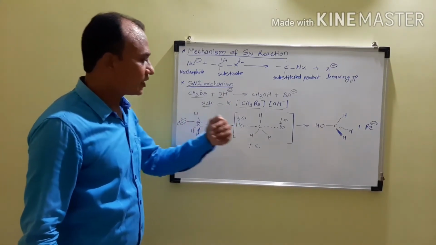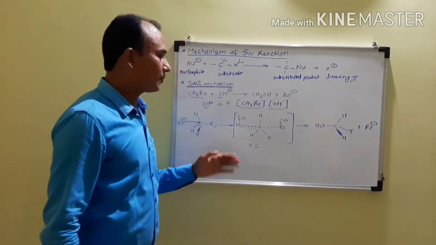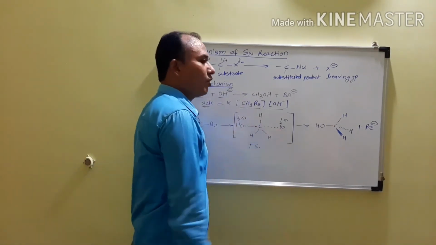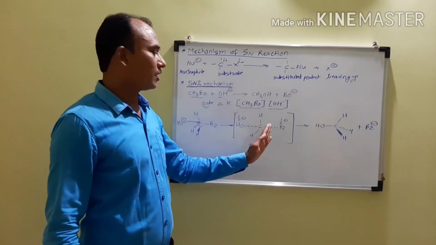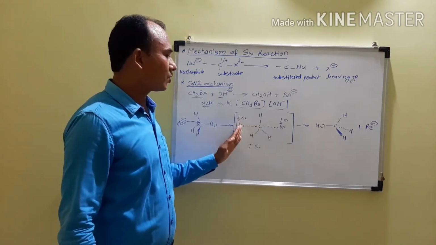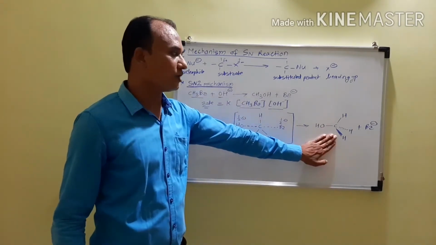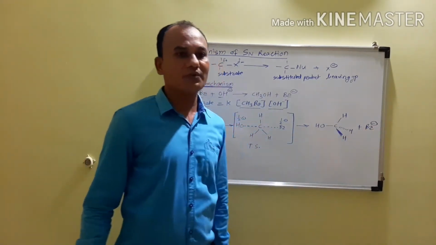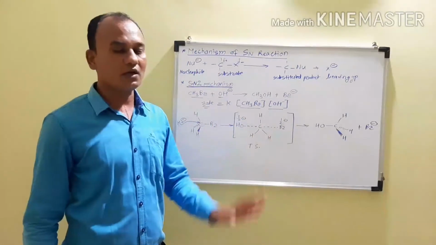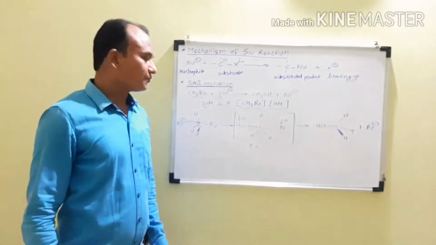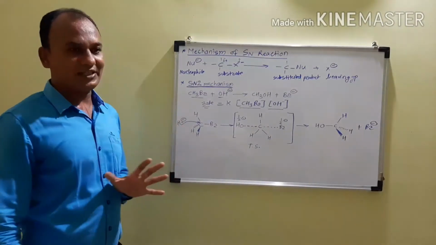Now as the reaction progresses, what happens? This carbon-bromine bond is heterolytically broken, and the carbon-hydroxyl ion bond will be completely formed to give our substituted product, and there will be a formation of the leaving group which leaves the substrate. So that is the SN2 mechanism.